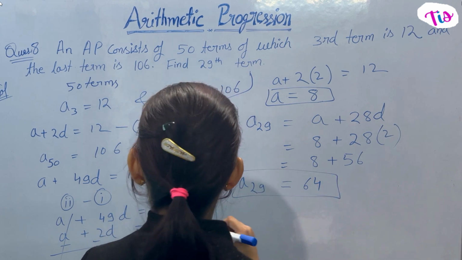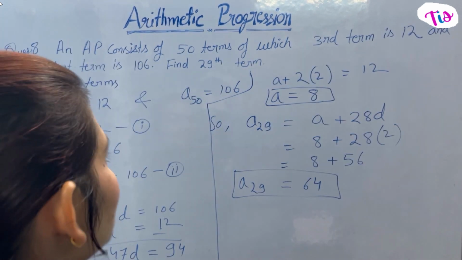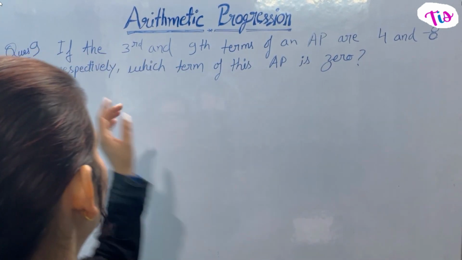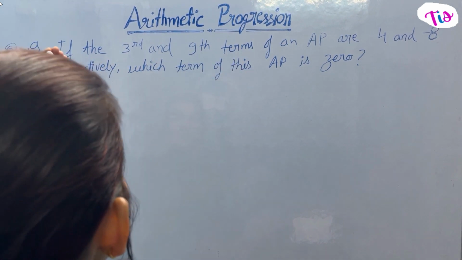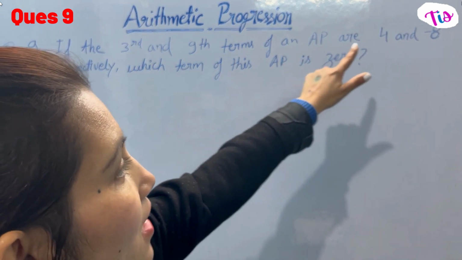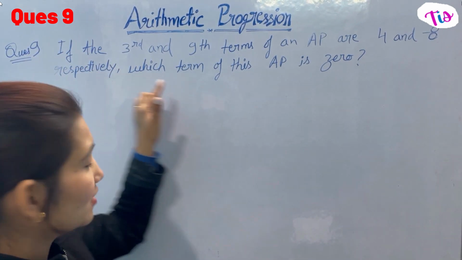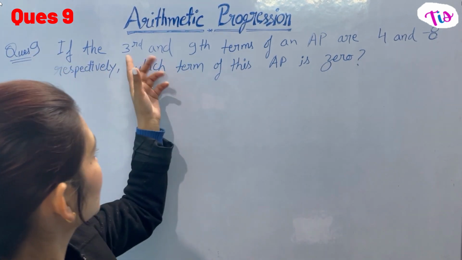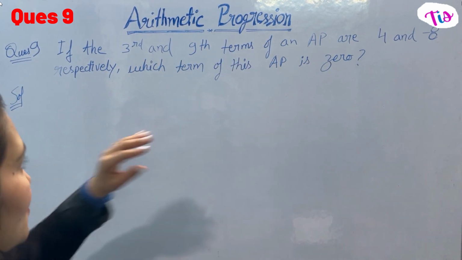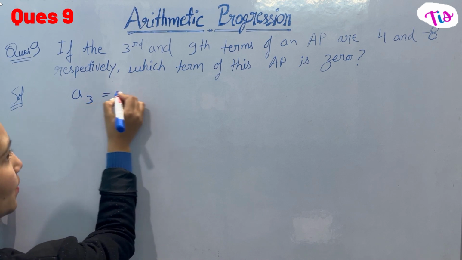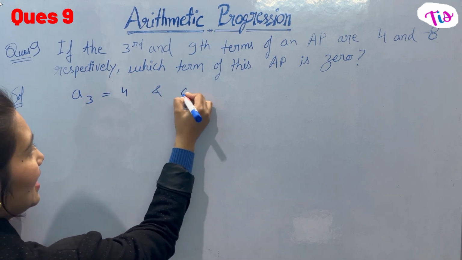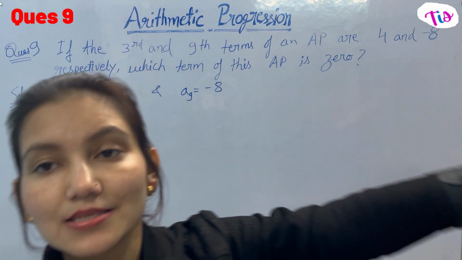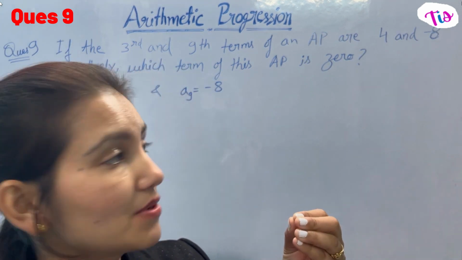That's simple. Now let's move to question number 9. The question is, if the third and ninth terms of an AP are 4 and minus 8 respectively, so A3 is equal to 4 and A9 is equal to minus 8, which term of this AP is 0? So we need to find out which term of this AP will be 0.